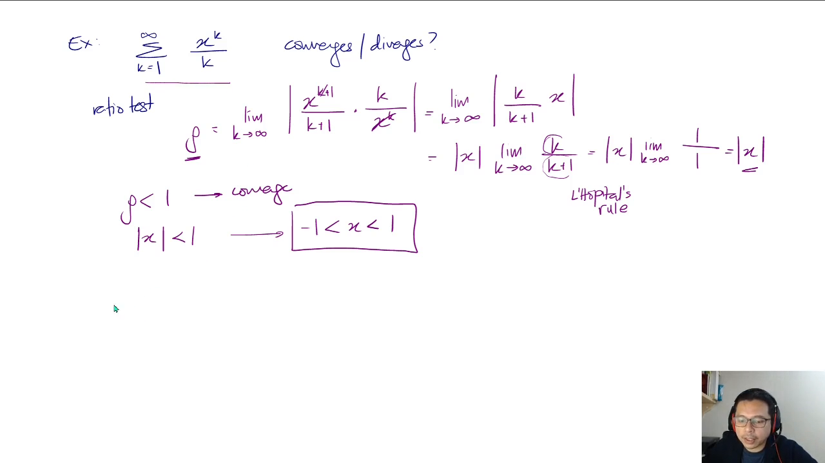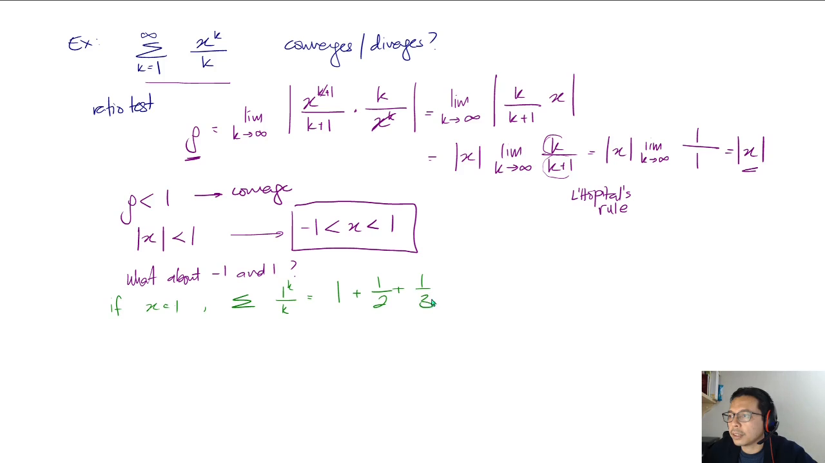So let's check. Let's rewrite my question. What about -1 and 1? Okay, all right, let's check. I'm going to use a different color here. All right, check if x is equal to 1. Okay, so what we're going to have is 1 to the power of k divided by k. 1 over 1 is 1, plus 1 over 2, plus 1 over 3, plus 1 over 4, so on and so forth. The series will diverge.